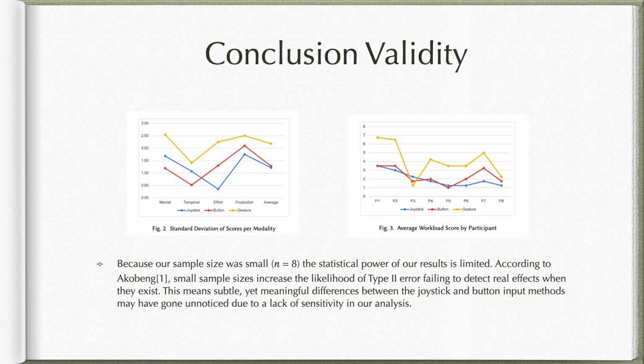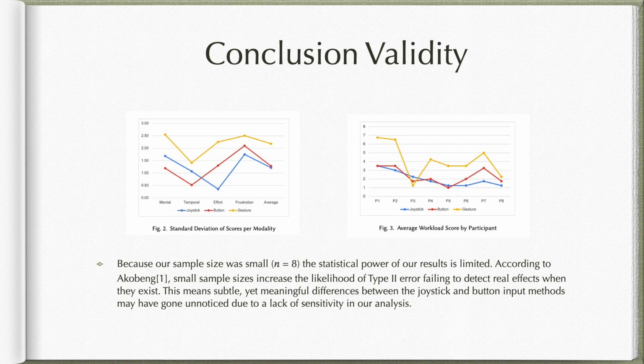Because our sample size was small, the statistical power of our results is limited. According to Ackerman, small sample sizes increase the likelihood of type 2 error, failing to detect real effects when they exist. This means subtle yet meaningful differences between the joystick and button input methods may have gone unnoticed due to a lack of sensitivity in our analysis.